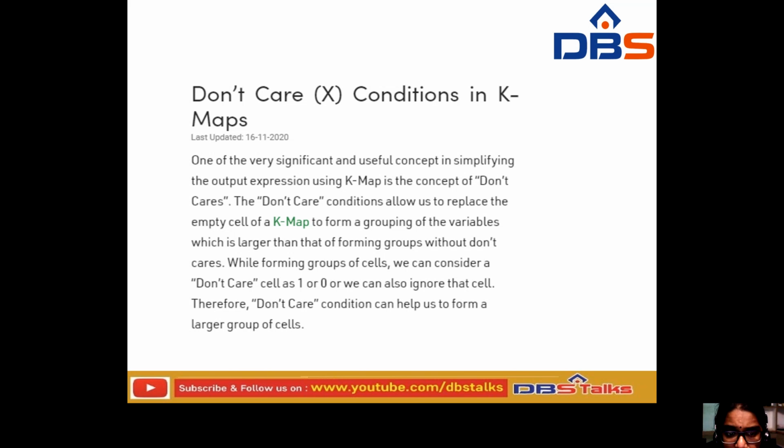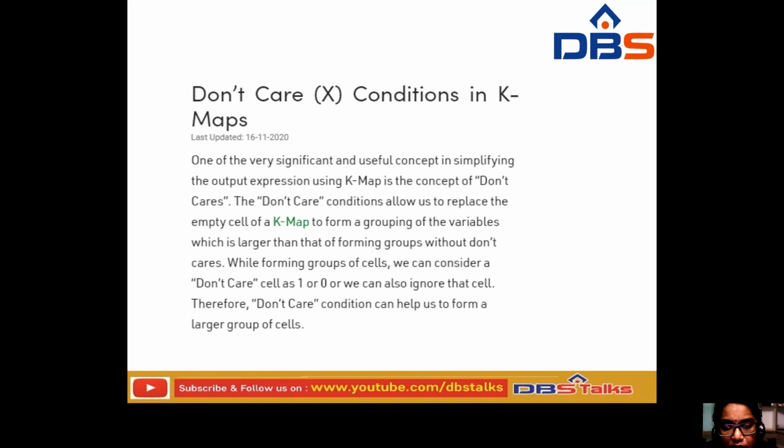With the don't care condition, we can form larger groups. Without don't cares, while forming groups of cells, we can consider a don't care cell as a 1 cell or a 0 cell, or we can simply ignore it. By ignoring those cells, we can form a large group of cells. It is a useful concept for simplifying the output expression of the K-map, but it is not a basic concept.